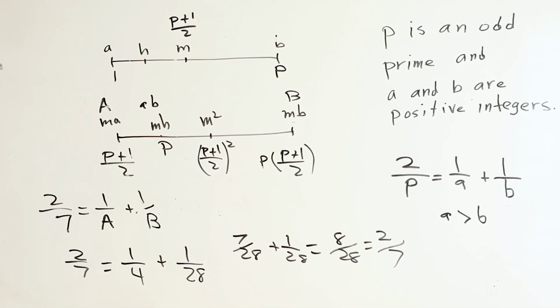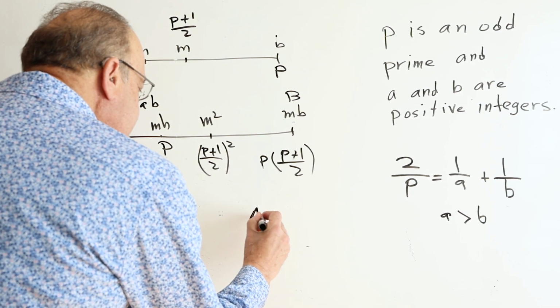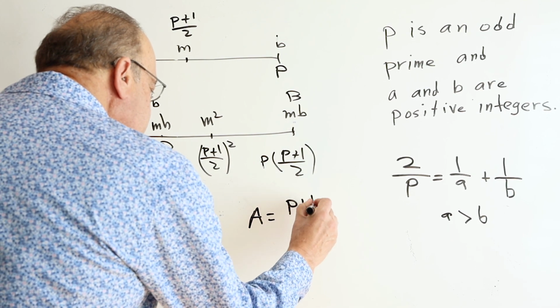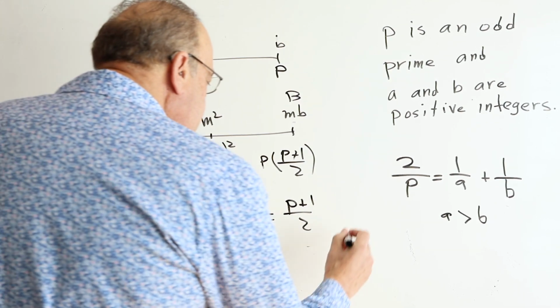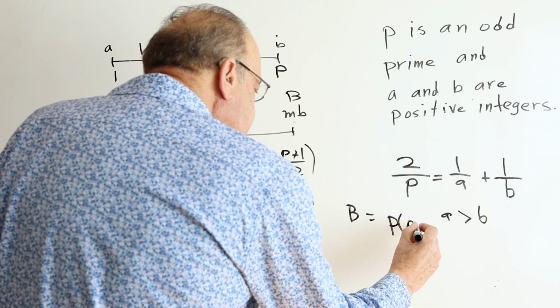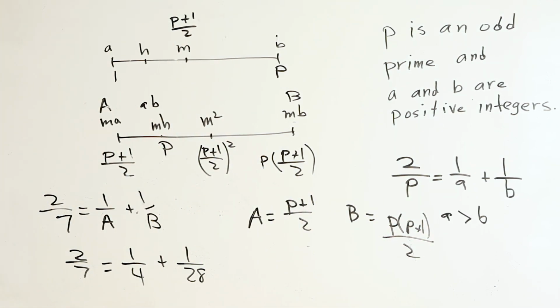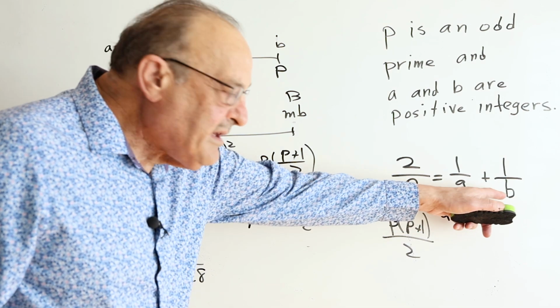So our result is basically that capital A is equal to p plus 1 over 2, and capital B is equal to p times p plus 1 divided by 2. And that's what you plug in p for to get the 4 in this case and the 28 in this case. Now let's go back and see if we can at least suggest a proof for uniqueness, that this will be the only A and B that will work.